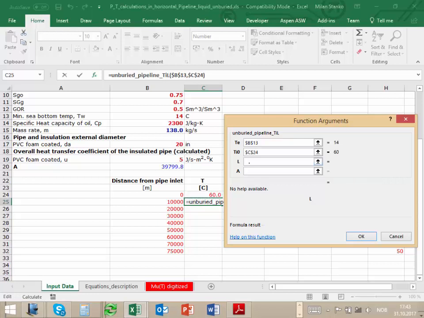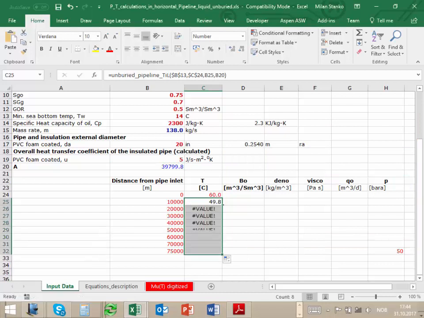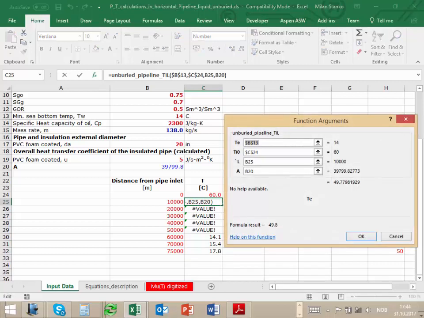The distance at which I'm calculating the temperature, to the left, that one I shouldn't block because I'm going to drag it down. And then this A coefficient that I just computed here for you. And then I drag it down. And it gives me a problem. I didn't block something. Let's see, I didn't block the A.